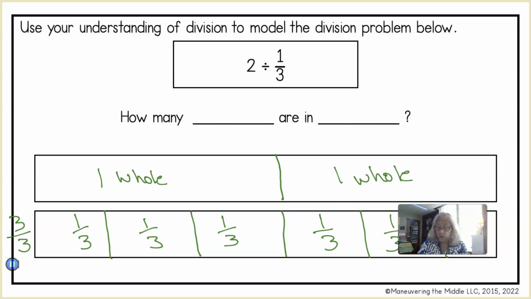So how many 1/3s are in 2? Well, let's count them. 1, 2, 3, 4, 5, 6. So 2 divided by 1/3 is 6. Okay? So take your time, write this down, pause this video if you need to, because we're going to talk about dividing fractions by fractions now.